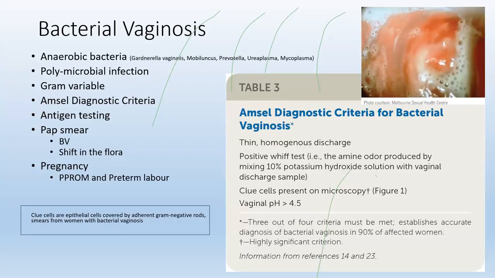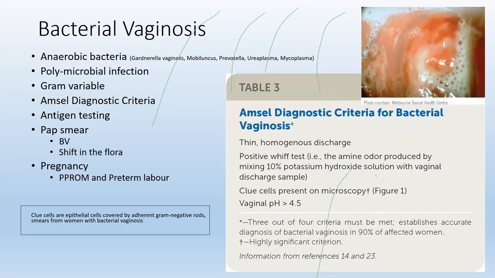So bacterial vaginosis is due to anaerobic bacteria, Gardnerella vaginalis, Mobiluncus, and this is also a microbial infection. Gram is variable. Normally, you can actually use the Amsel diagnostic criteria. Most of the time, the discharge is thin, homogeneous. All right, there's a positive whiff test when you put potassium hydroxide 10%. There's a fishy smell, like urine. All right, there's a clue cell on the microscopy, and the vaginal pH is more than 4.5.